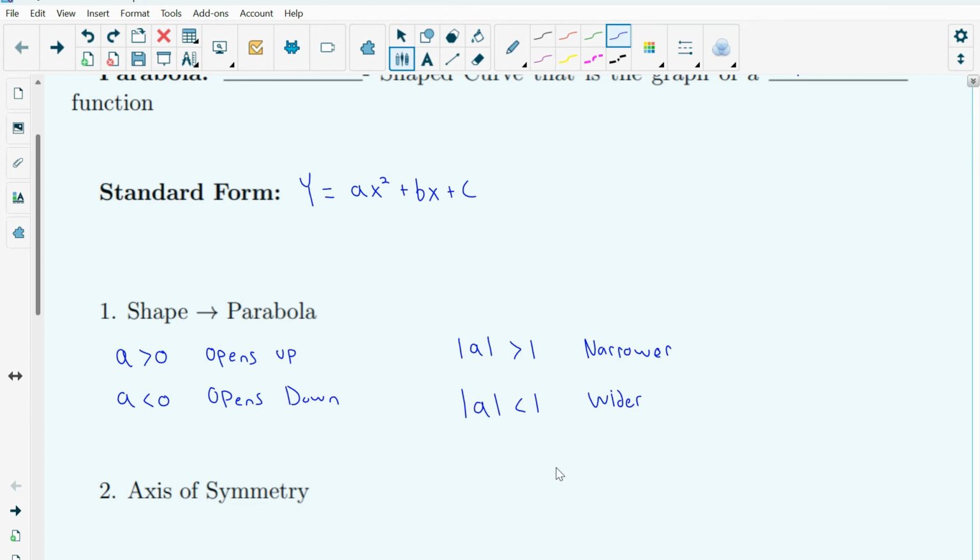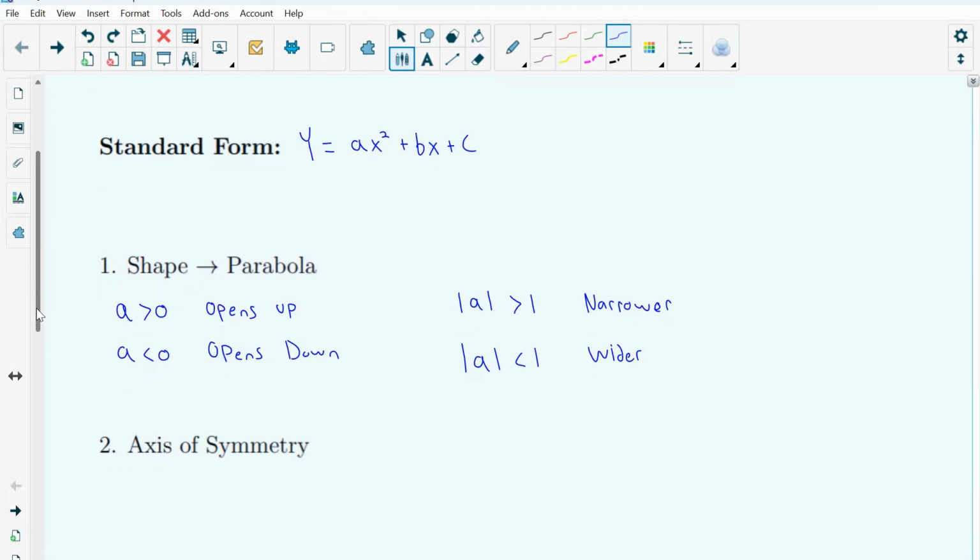So pretty much what this is saying is if the value is greater than 1, it will be narrower. If the value is less than 1, which would be a fraction or a decimal, it would be wider. Same with the opens up, opens down. If the value is positive, it'll open up. If the value is negative, it will open down.